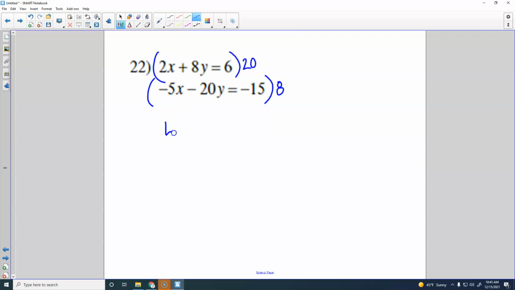So we will get 40x plus 160y equals 120. And we will get negative 40x minus 160y equals negative 120.